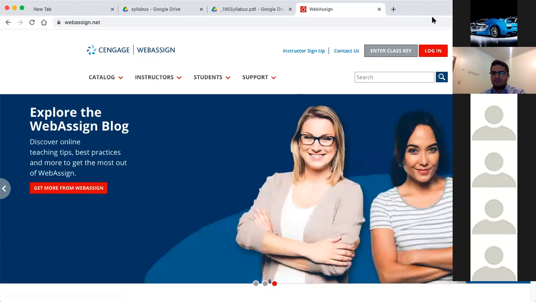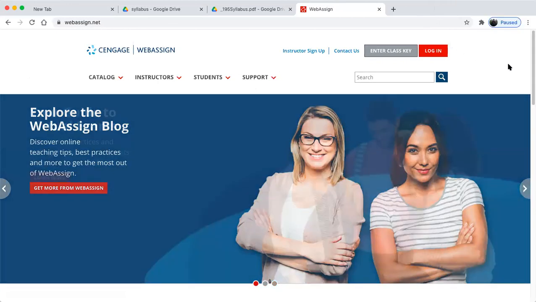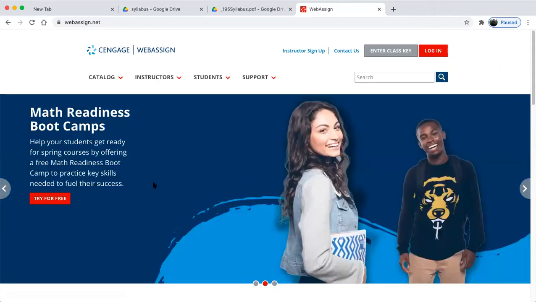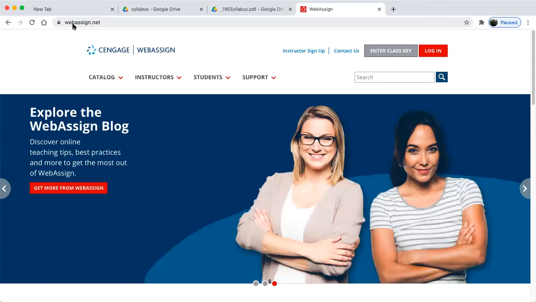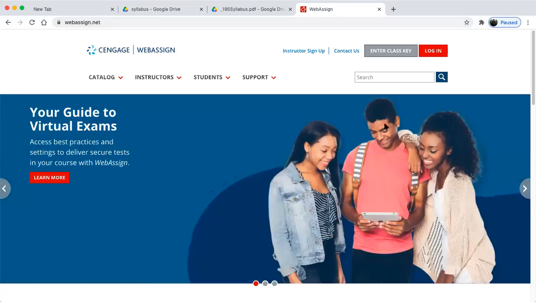Shows up. Do you see the WebAssign web page? Everyone see the WebAssign web page? Okay, so this is the WebAssign web page. You go to WebAssign, www.webassign.net. This is the home page for WebAssign.